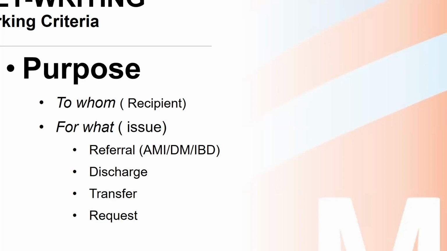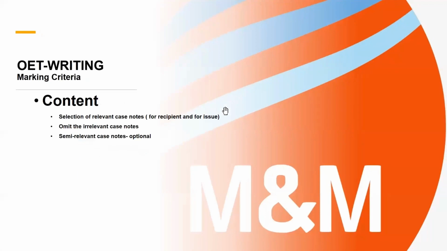It's quite simple. Whenever you receive the case notes, just go to the bottommost part of the writing task. In a few minutes, we'll discuss an example as well. Just keep in mind the purpose of writing, and accordingly, we'll discuss with you, right? So first of all, the recipient to whom we are writing this letter and for what we're writing this letter, right?